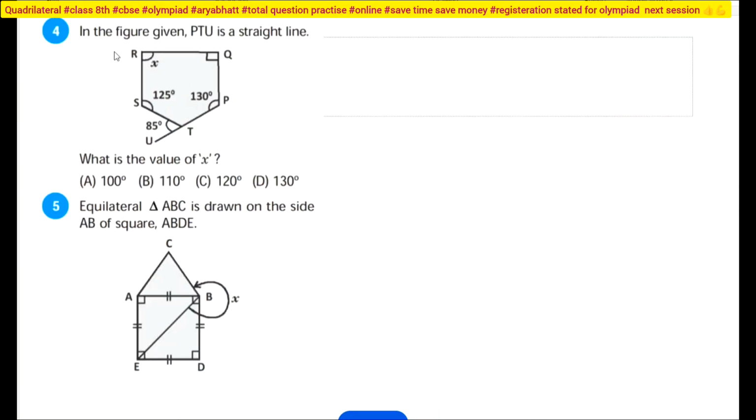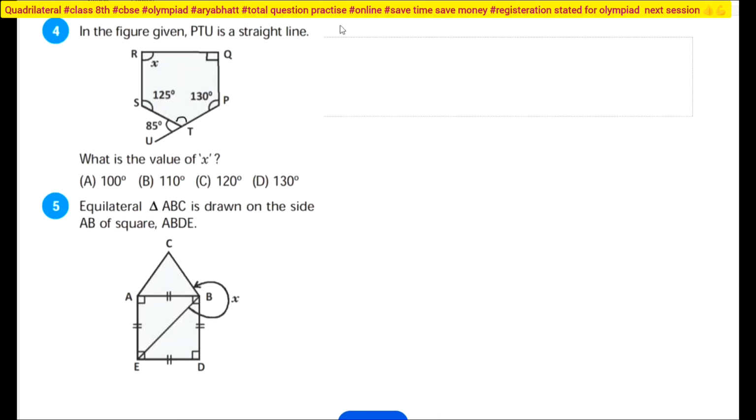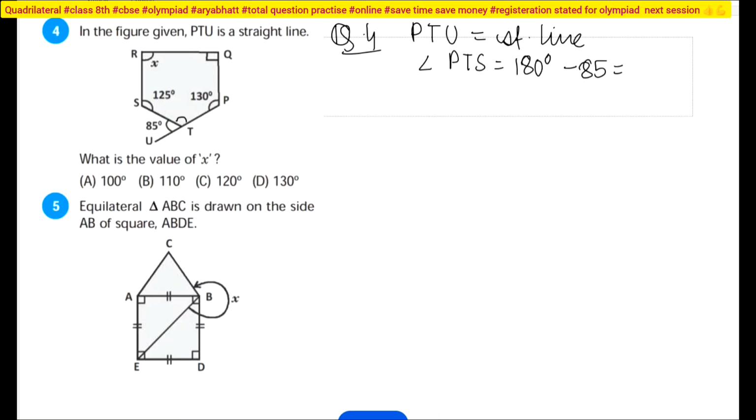Okay, see, in question number 4 they have given this figure already. We need not do anything in this figure. But what they are asking is the value of x, means this angle. How can I find it? Because PTU is a straight line. So when this is 85, this part will be how much? If it is 85, this part will be 180 minus 85. So question number 4, PTU is your straight line. So angle PTS will be 180 degrees minus 85. So tell me the value, beta. Okay, is this okay? Yes, sir.